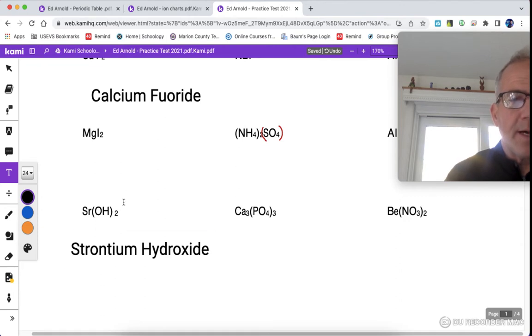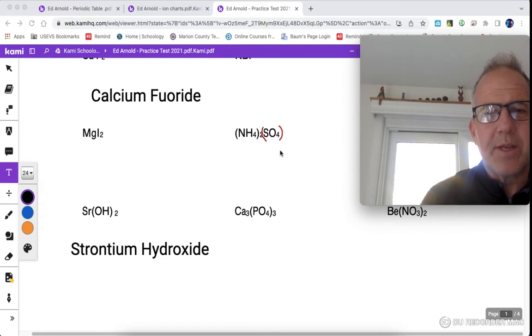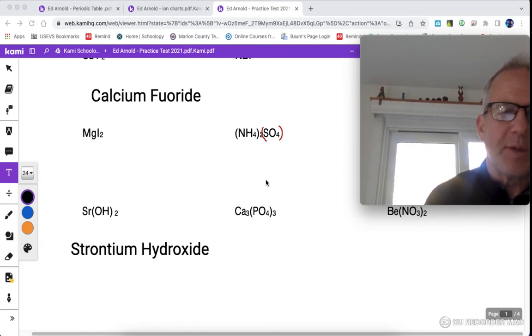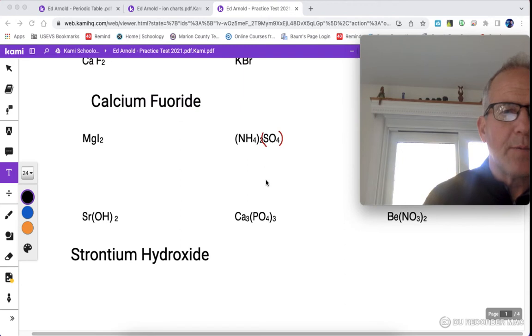One thing to watch out on this section is I did not put parentheses around the SO4 here, and there should be parentheses around it. Now, the real rule is if there's no subscript outside the parentheses, you don't need the parentheses, but you might as well write them. It just makes it easier to find. Okay? Moving on.